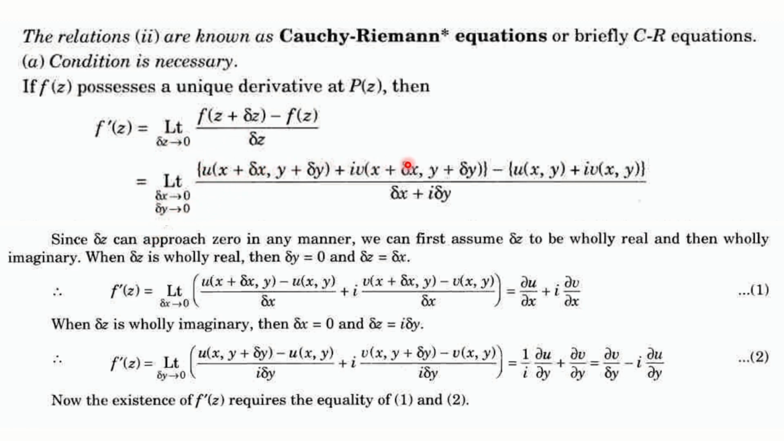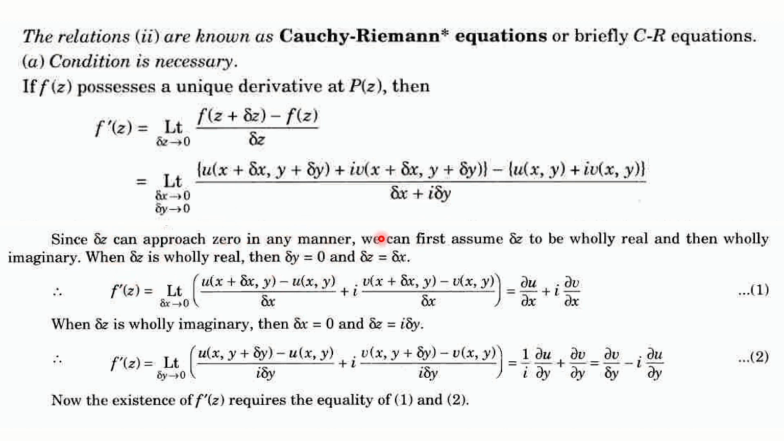This entire first term is nothing but f(z + delta z). Here we are defining a function f(z) as u + iv, where u and v are functions of x and y. This second term is nothing but f(z), which we defined, right? And in the denominator, we have just written z = x + iy and delta z = delta x + i delta y.